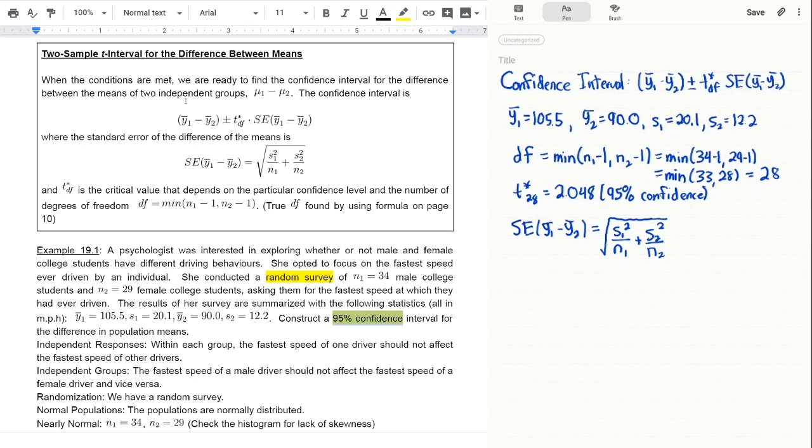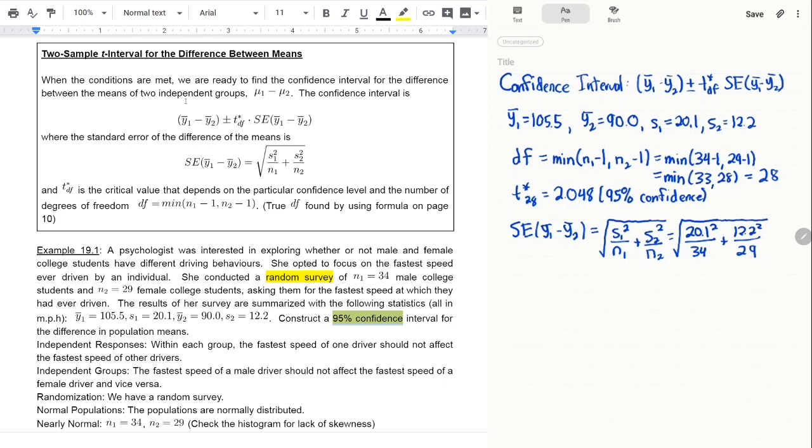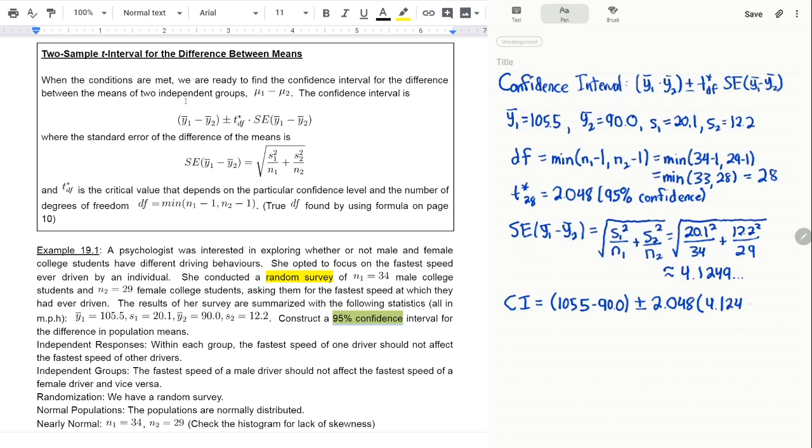Okay, so we have the square root of 20.1 squared divided by 34 plus 12.2 squared divided by 29. And our standard error is going to be approximately 4.1249. And so now we have everything we need to calculate the confidence interval. Okay, so the confidence interval is going to be 105.5 minus 90.0 plus or minus the critical value, which is 2.048, times the standard error, which is 4.1249.